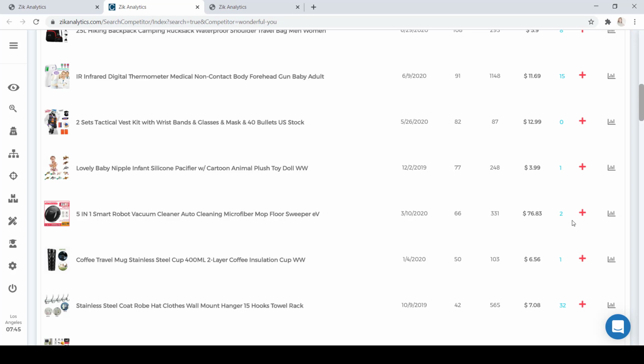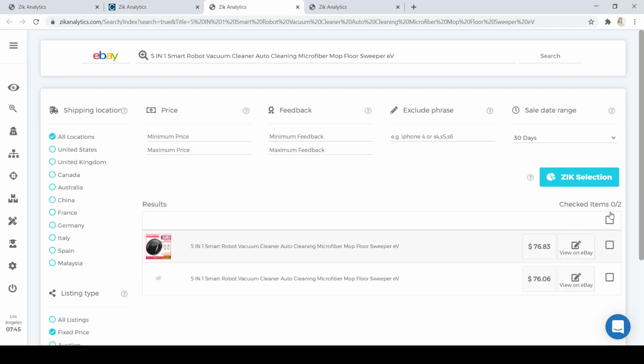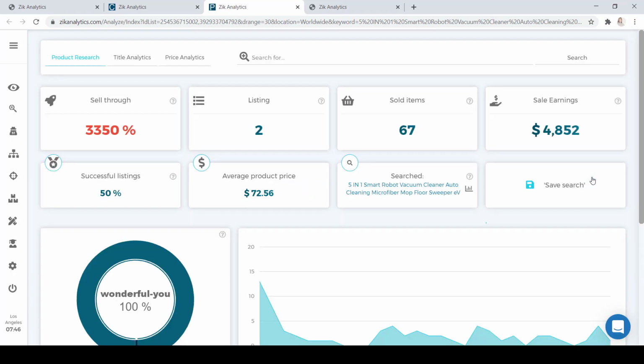So now to get a little bit more information about this exact product with this title, we're going to click on the scan on title icon again, because this not only shows you the competition, but it also gives you information about this product. So just looking at this product from these two listings, you can see that the sell-through rate is over 3,000%. It's at 3,350%. 67 sold items, and the sales earnings just for these products are over $4,000. Successful listings is at 50%, and the average product price is at $72.